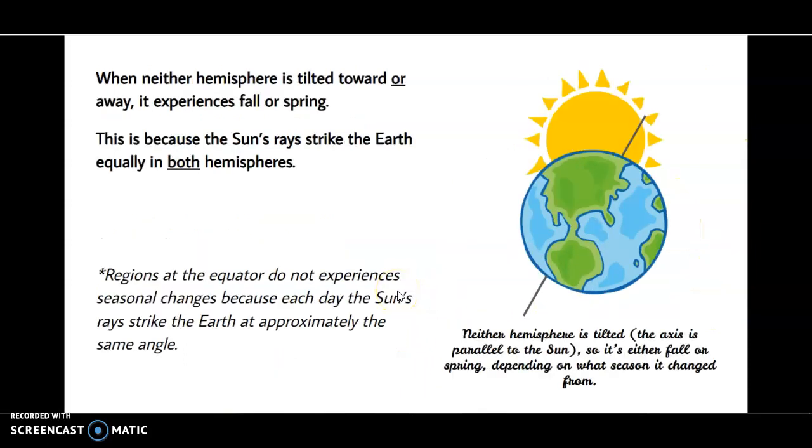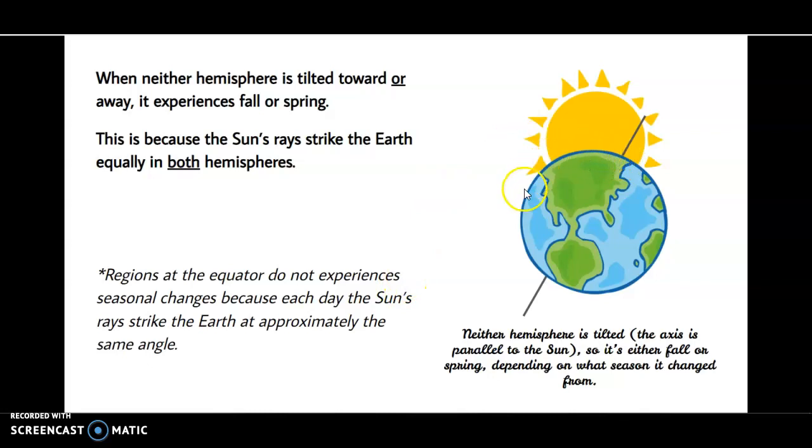hemisphere are the opposite. Now, when neither hemisphere is tilted toward or away, this is when we experience fall or spring. We're transitioning between summer and winter or winter and summer. This is because the sun's rays strike the Earth equally in both hemispheres.